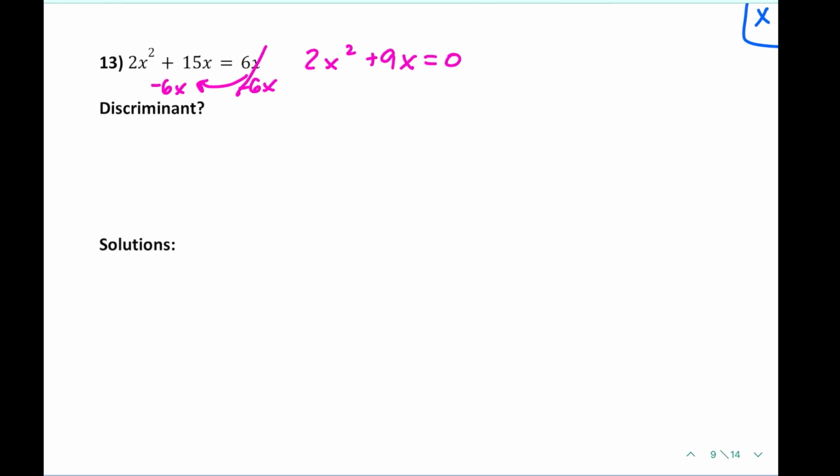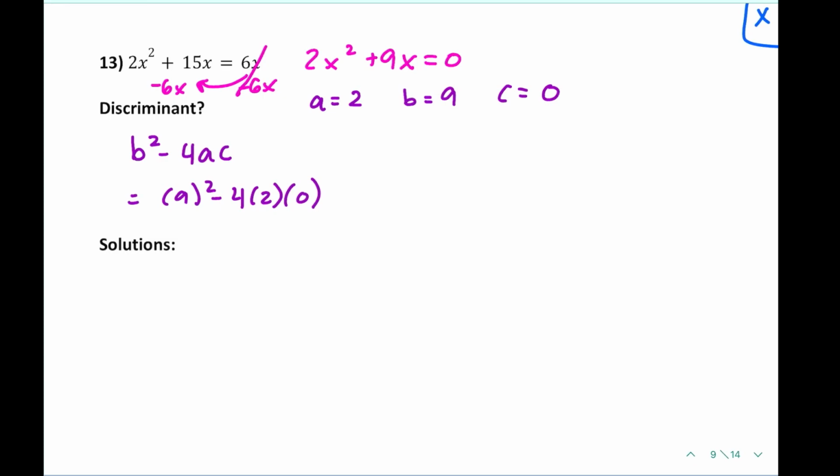Now, don't let this fool you. I do not have a C term, but that just means that my C term is 0. So if there is no constant at the end, it's like plus 0, and that is your C term. So then I can do the discriminant, which is b squared minus 4ac. So 9 squared minus 4 times a times c. I can figure that out in my calculator to get 0. No, sorry, not 0, 81. Which tells me, because it's positive, there are 2 real solutions.